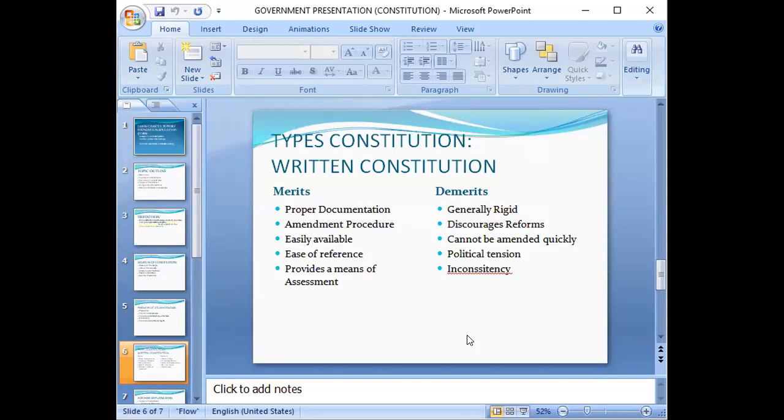Then, of course, it discourages reform. This is still related because amendments of something that has been written down take too long. So let's just keep managing and leave it like that. Then of course it cannot be amended quickly.